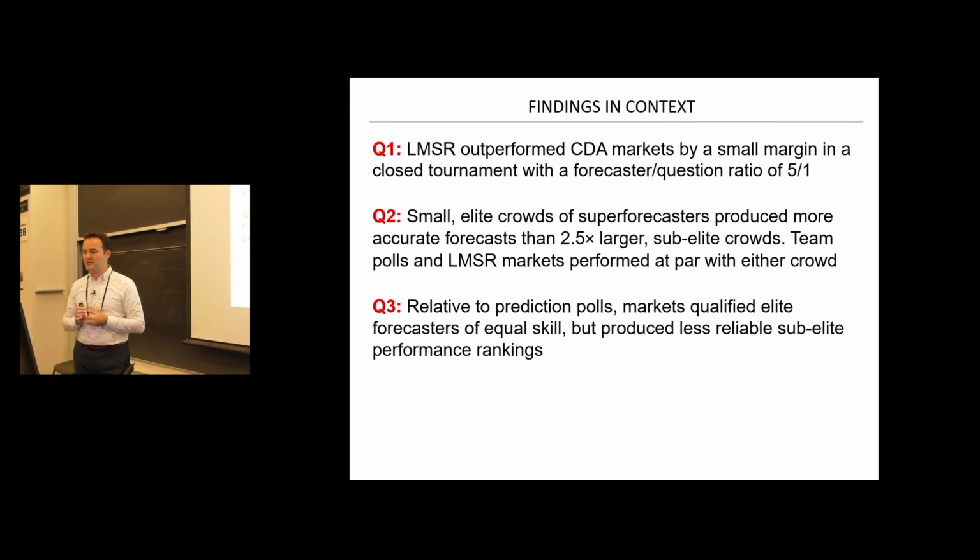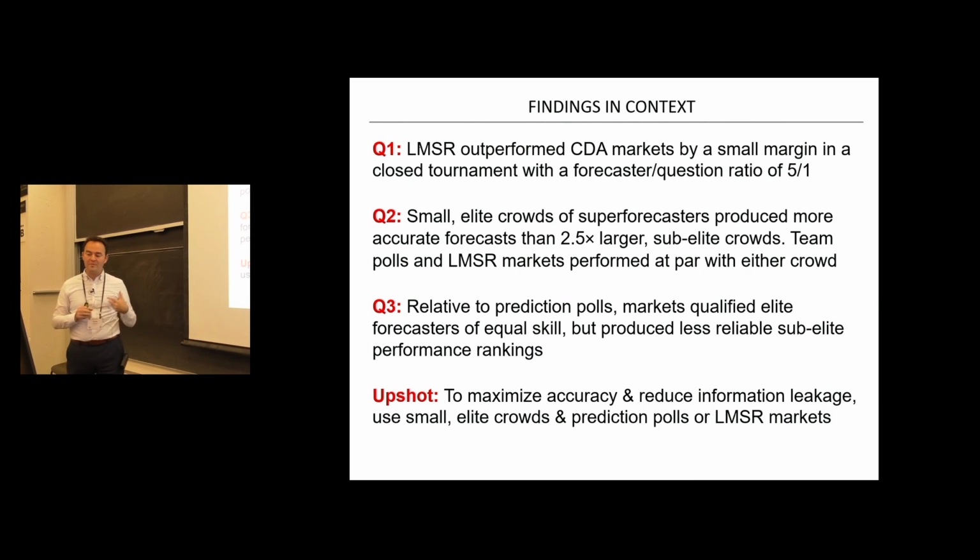Finally, to put the findings in context, our question 1 was between LMSR and CDA markets. LMSR outperformed, especially on questions that attracted the attention of few traders. The small elite crowds of superforecasters produced more accurate forecasts, even though they were about 2.5 times smaller than the larger crowds. On the other hand, team polls and LMSR markets were about on par in terms of accuracy. Relative to prediction polls, markets qualified forecasters of equal skill, but produced less reliable rankings at the sub-elite level.